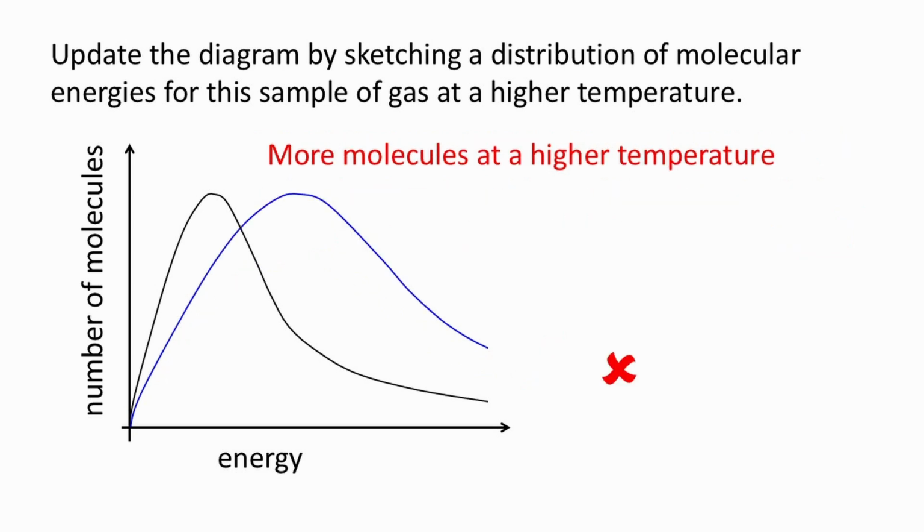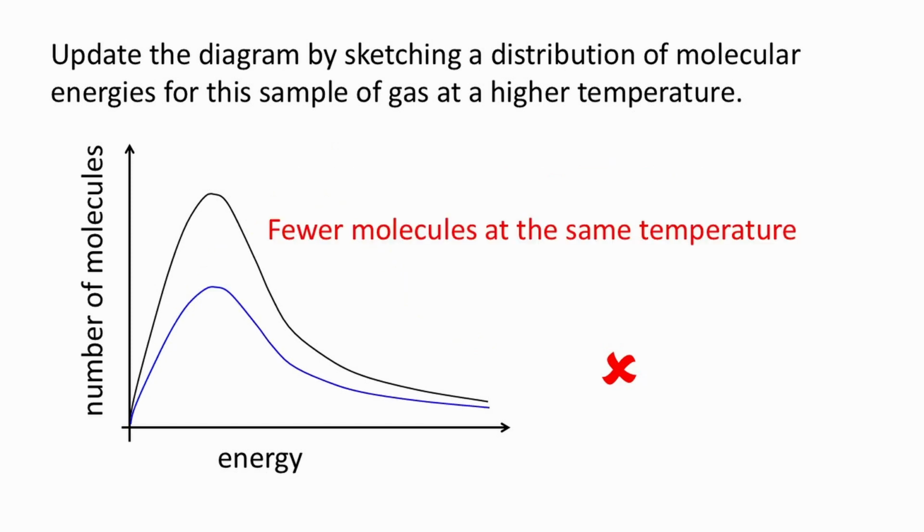This representation is incorrect because the area under the blue line is greater than the area under the original line. This suggests that there are more particles at a higher temperature, which is not the case. The area under the blue line here is smaller than the area under the original line. This suggests that there are fewer molecules present, which is not the case.